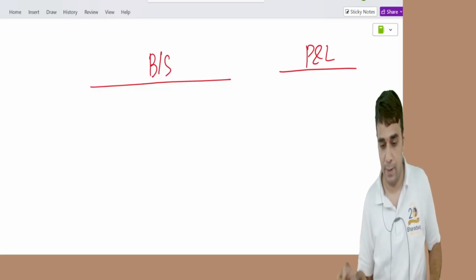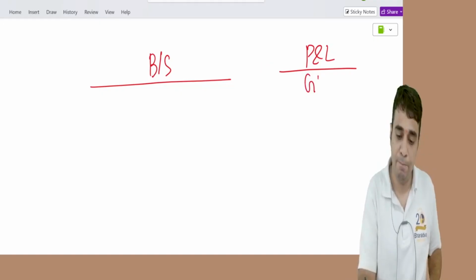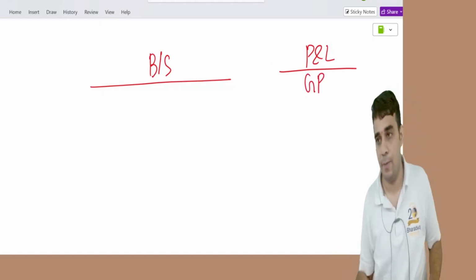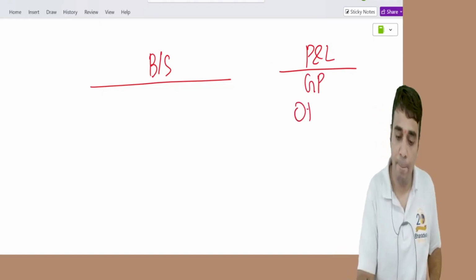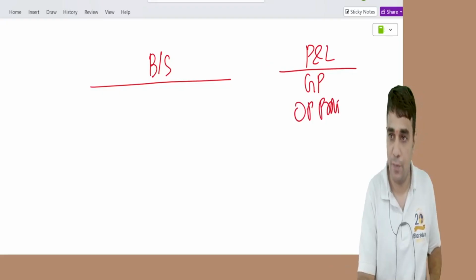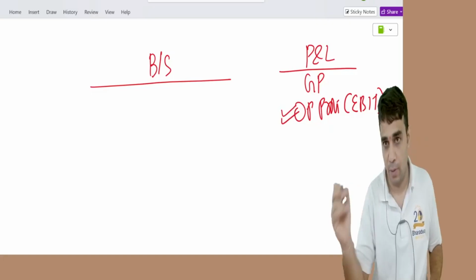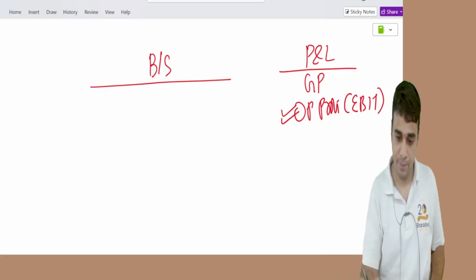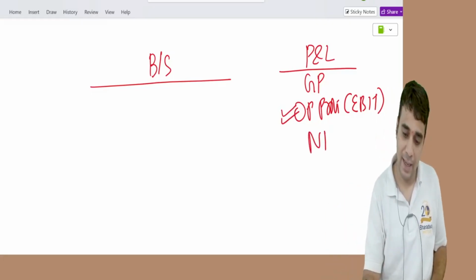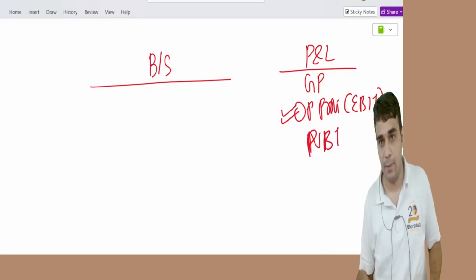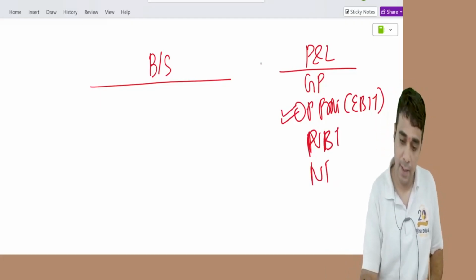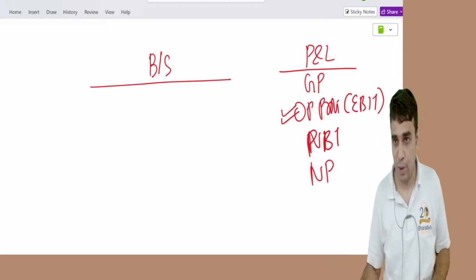or investment figures. In P&L, I can have GP, which I don't use for any formula. I have operating profit, in the format which you have written, which is called EBIT. I may use this for some formula, okay? Operating profit. Then we have PBT, which we may use for some formula. Then we have net profit, which we are going to use for some formula.